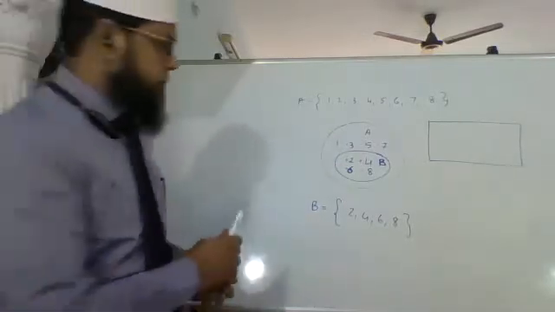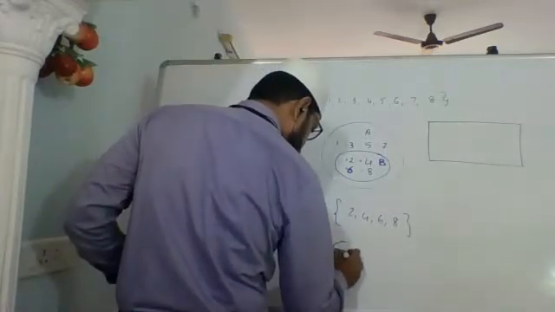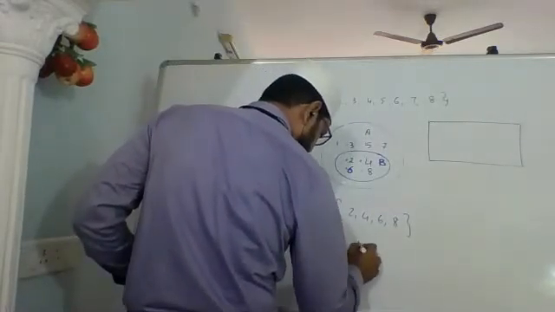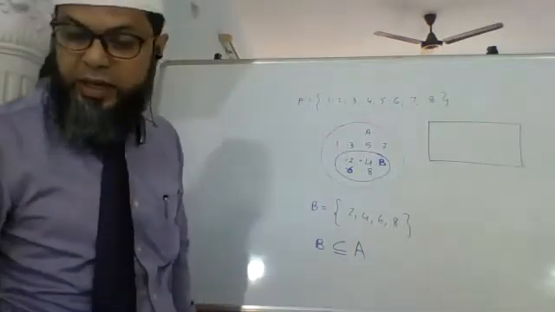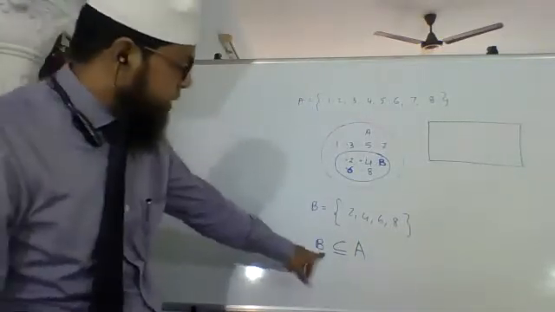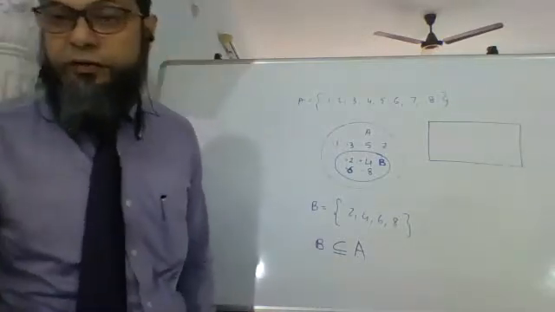Okay, this is how we represent it, or this is how we write it. We say B is a subset of A. This is how it is written. B is a subset of A. Okay, write down the definition also.